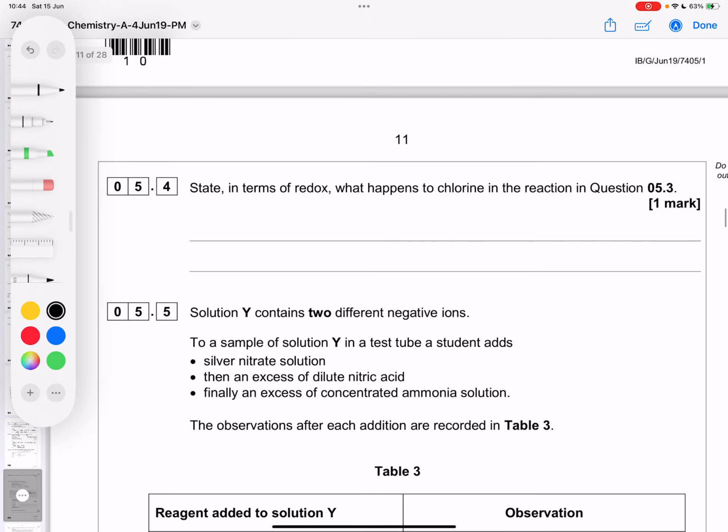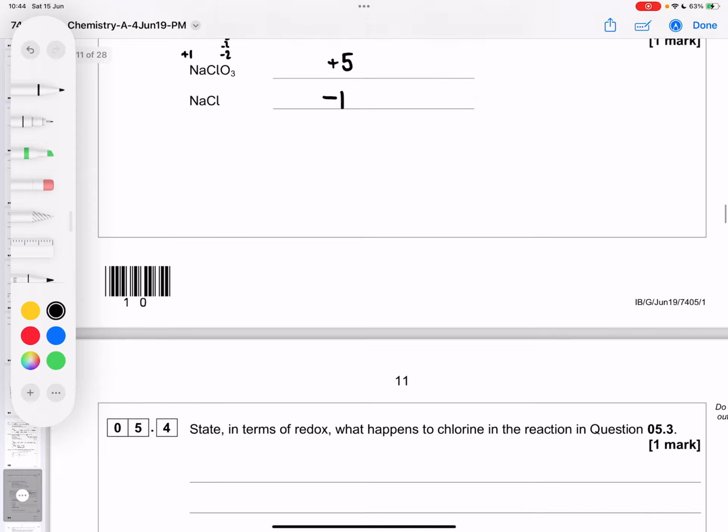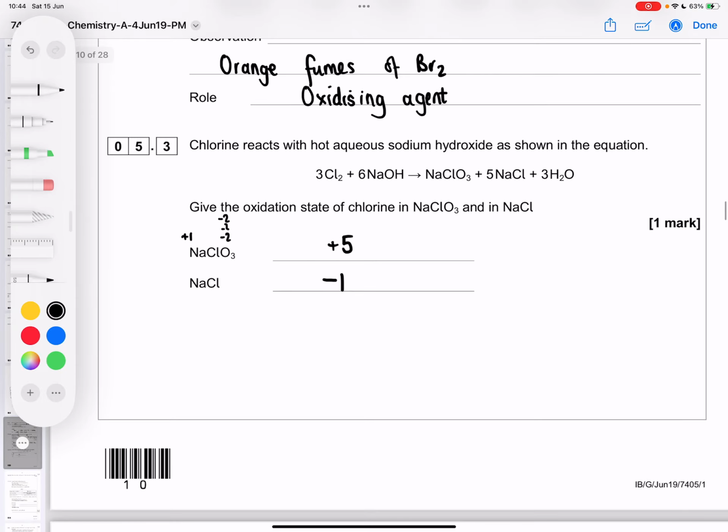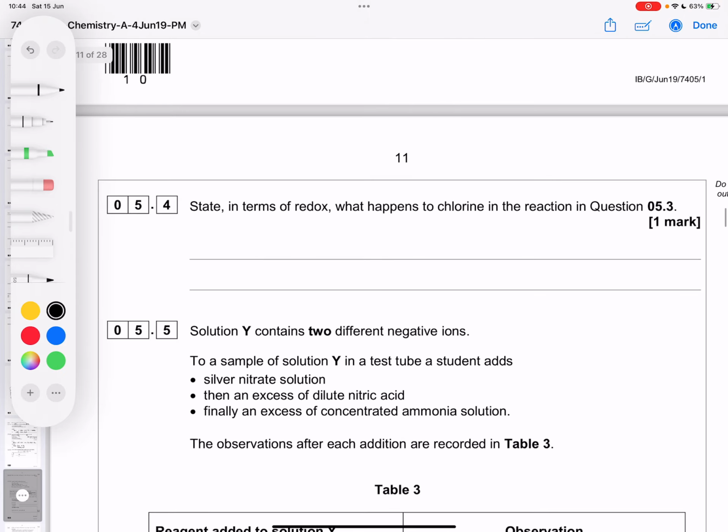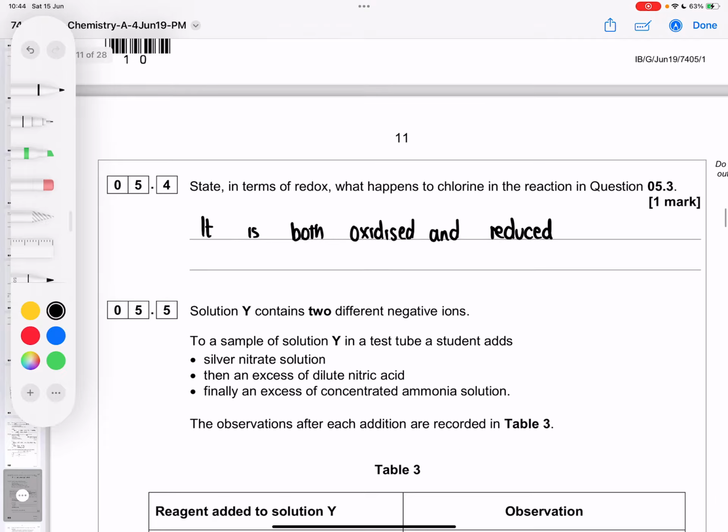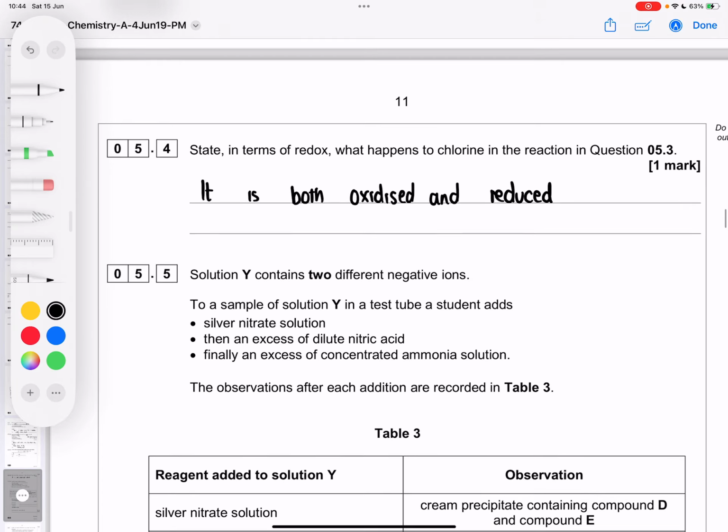State in terms of redox, what is happening to chlorine? Well, it was 0 and it's going to +5 and -1. So it's going up and down. It is both oxidized and reduced. You would be allowed to say it undergoes disproportionation, or it both gains and loses electrons.